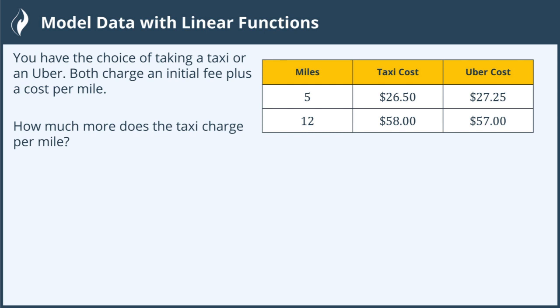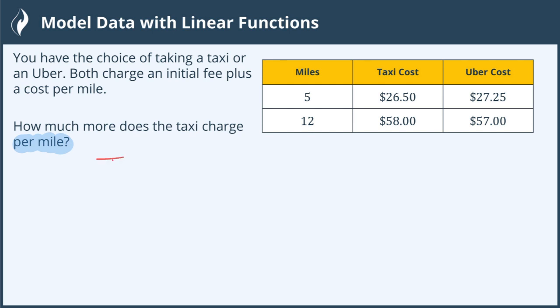So what we really want to find out is what is the slope of the taxi function and what is the slope of the Uber function. And we know that because we're specifically looking at this part that says per mile. Okay. So when you see the word per, that usually means you want the slope. Now let's start with the taxi.